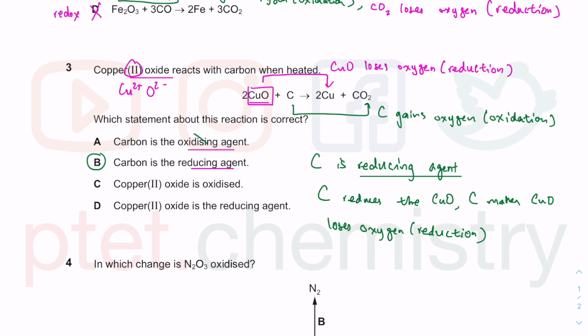Carbon is not an oxidizing agent. Copper 2 oxide is oxidized, that is wrong. Copper 2 oxide loses oxygen, that is reduction, so it should be reduced. And we know that copper 2 oxide gives away the oxygen to the carbon, so the carbon gets oxidized. So the CuO is an oxidizing agent because it makes the carbon gain oxygen. The CuO makes the carbon get oxidized, so it is not a reducing agent. The CuO is an oxidizing agent. It reacts with carbon, which is acting as the reducing agent, such that you get oxidizing agent plus reducing agent, you get oxidation and reduction, and therefore you get an overall redox reaction.